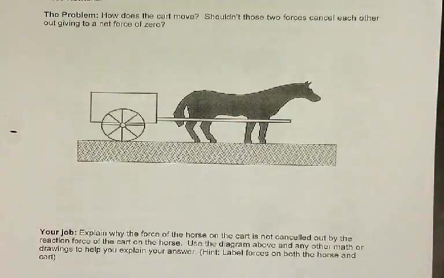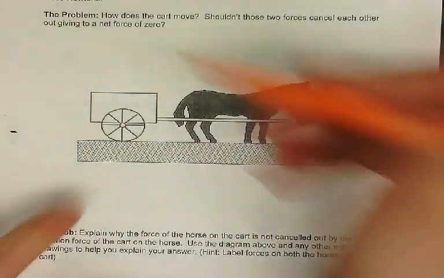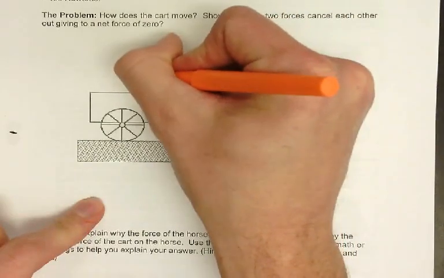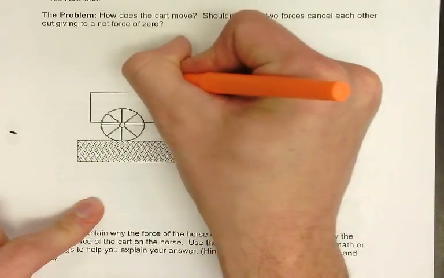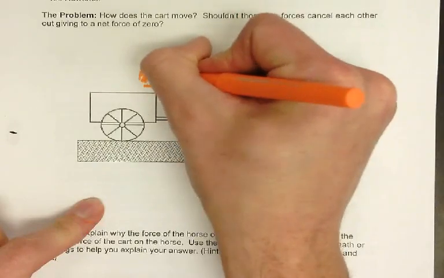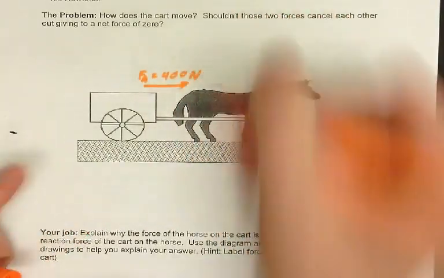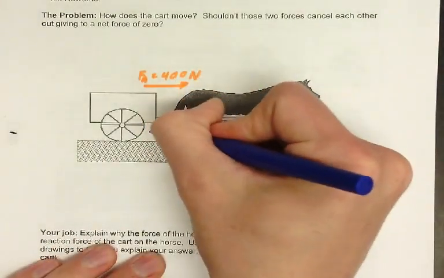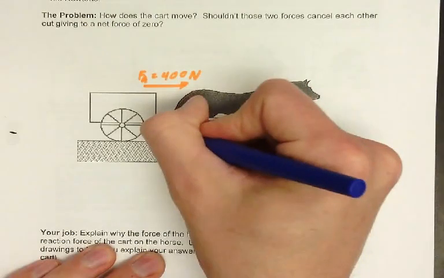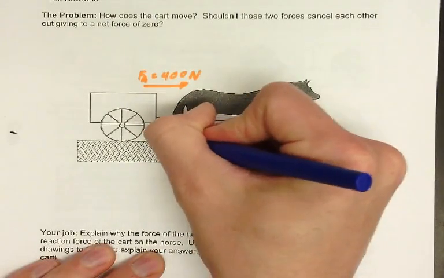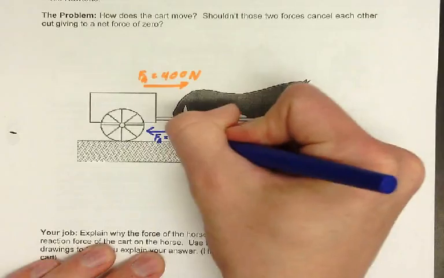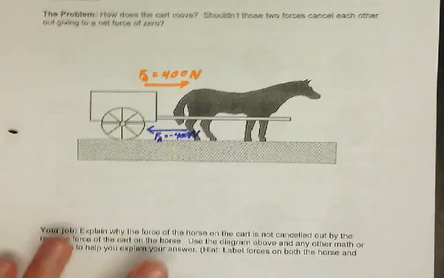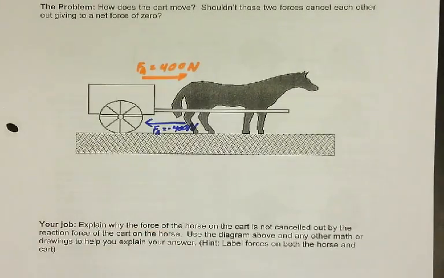So here's the situation. We've got the cart pulled forward by the horse. So there's an applied force from the horse, and it's a value of 400 newtons. And the horse has an applied force from the cart in the opposite direction of negative 400 newtons. So the question is, why don't these cancel out?